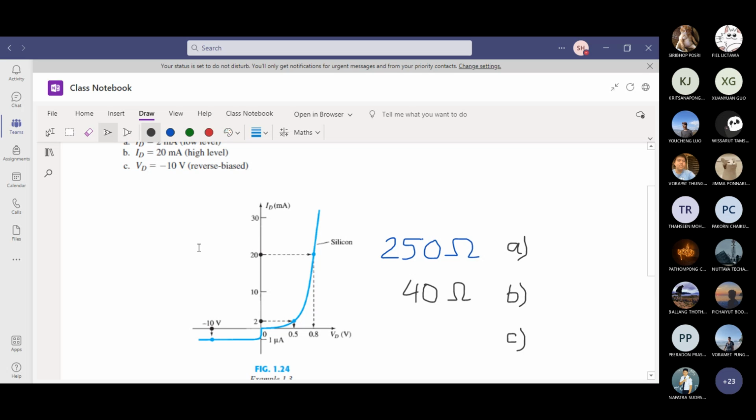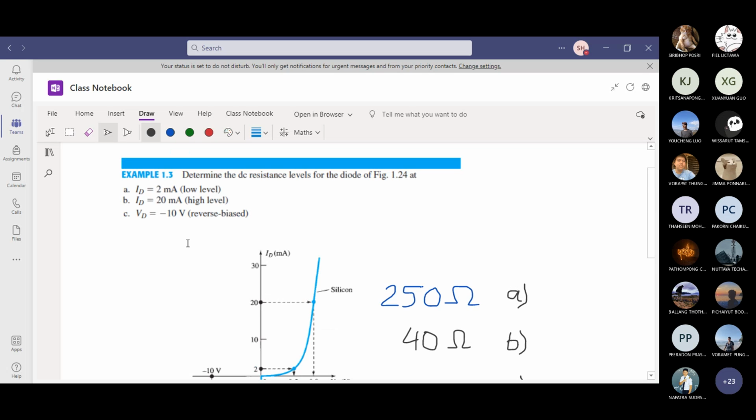Is Pakon here? Pakon? Mr. Pakon, 6011555? I see him online. Can you respond? Let's go back to Balang. Balang, can you hear now? Those who do not participate lose the mark for participation.